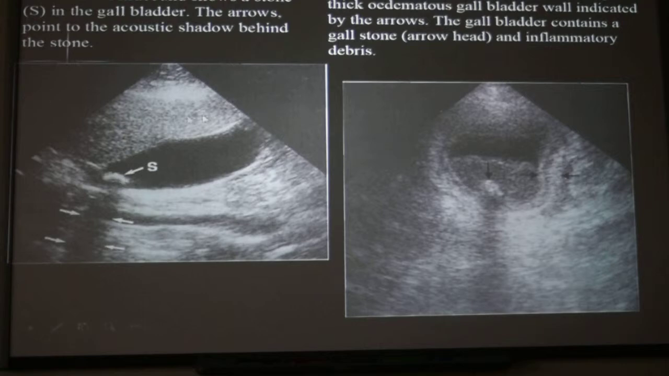Now again, a pear-shaped structure with fluid inside, but it is different from that gallbladder. Why? Because now you see a stone inside. Now the stone is appearing white, but behind the stone there is this shadow.